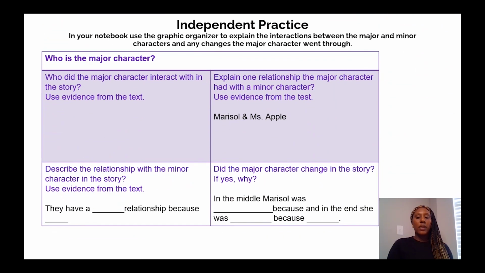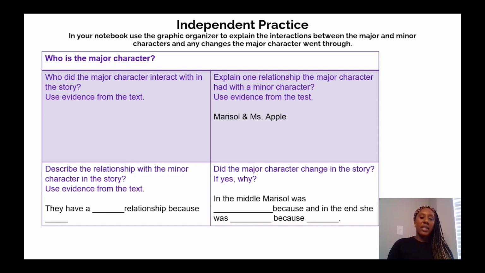So now you're going to try it on your own. In your notebook or on your separate sheet of paper, you're going to use the graphic organizer to explain the interaction between the major character and a minor character and any changes that the major character went through. So you're first going to identify who is our major character. Next, who did the major character interact with in the story? I want you to look at the relationship between the major character and the minor character of Mrs. Apple. So you're going to look at the relationship between Marisol and Mrs. Apple. You're then going to describe that relationship that Marisol had with Miss Apple.